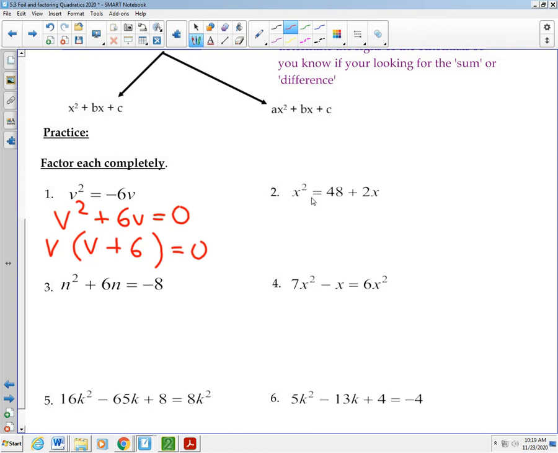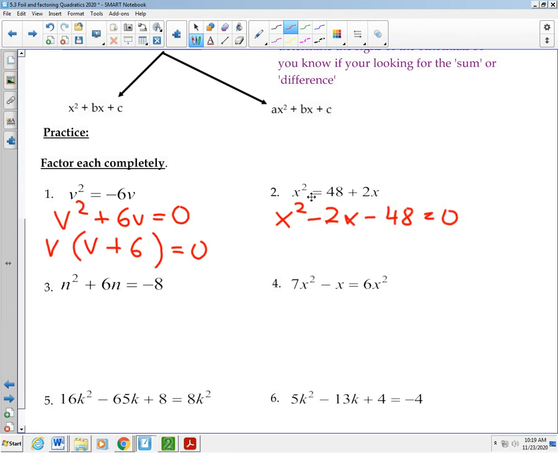Question number 2, please notice that question number 2 is not written in standard form. Okay, so first thing I want you to do, put everything on the left and make it equal to 0. In other words, put it in the form ax squared plus bx plus c. So x squared minus 2x minus 48 is equal to 0. Okay?